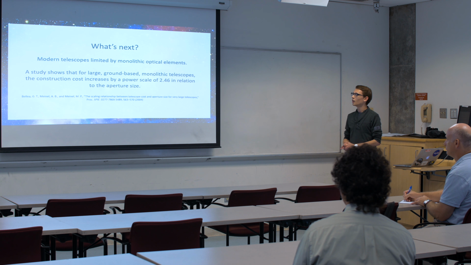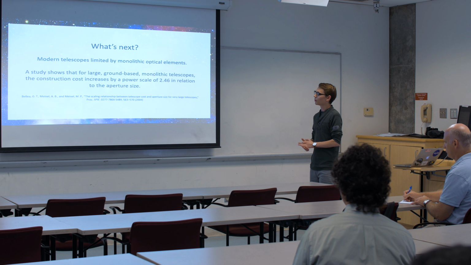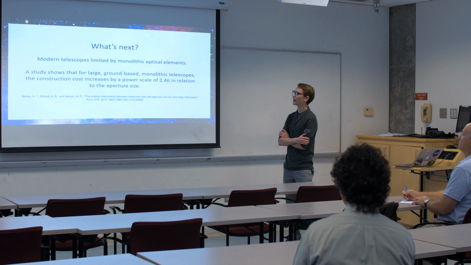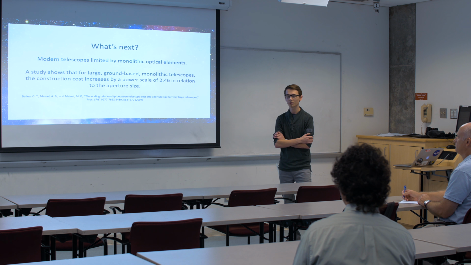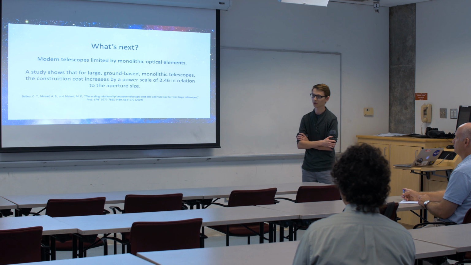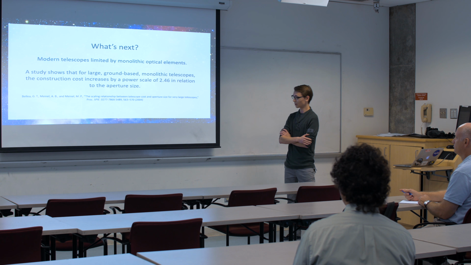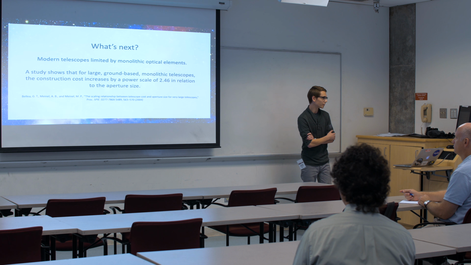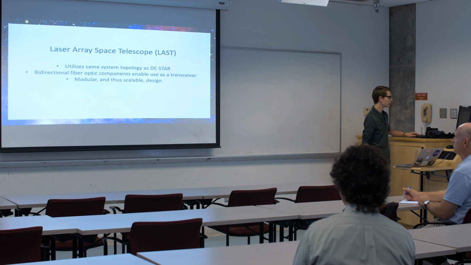So what's next? Although there's a trend towards much larger monolithic optical elements, we propose that modern telescopes are actually limited by this factor. There was a study shown that for these ground-based telescopes, the construction cost increases by a power scale of 2.46 in relation to the aperture size. So this is obviously not sustainable, and something needs to be done. And so what we say is to build the glass.